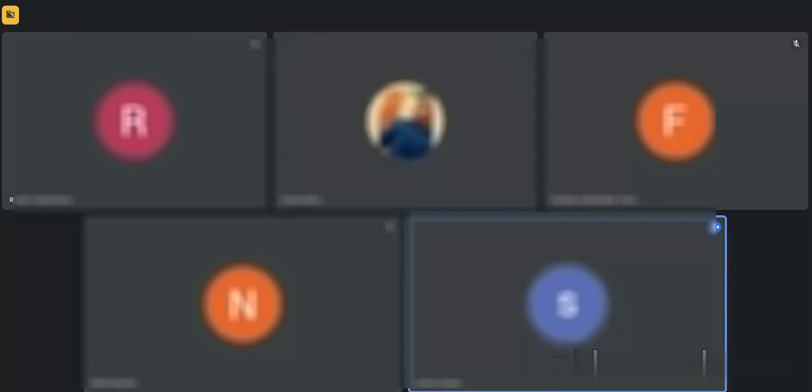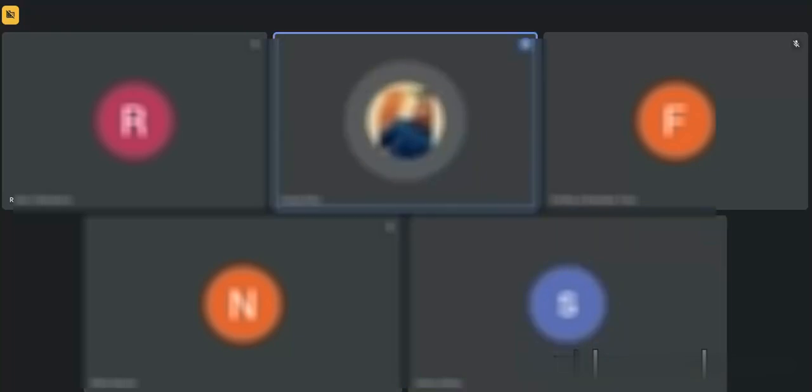Okay. How do background threads work in React Native? Which thread, sir? Background threads. Sir, I don't know about the background threads. Okay.